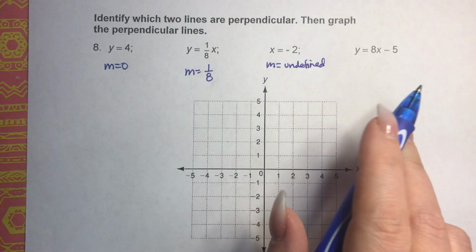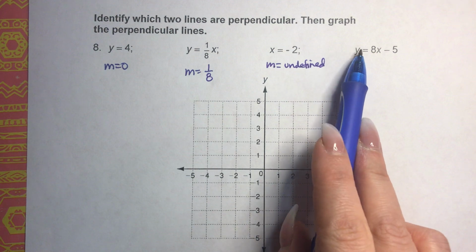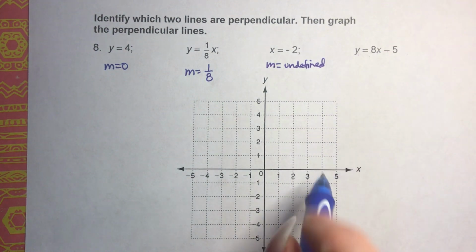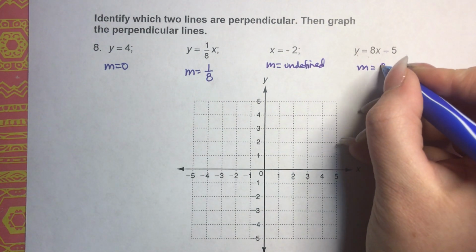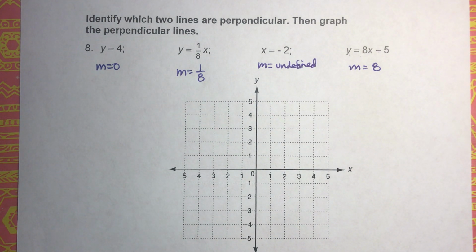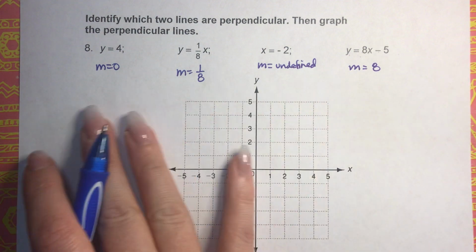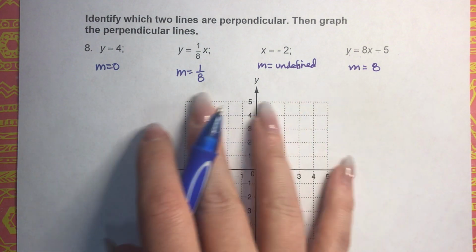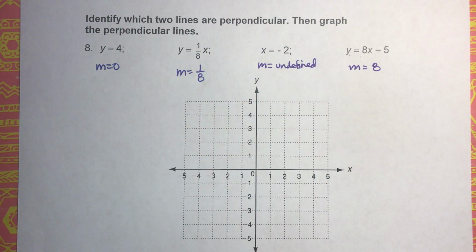And then what do we have here? We have slope-intercept form, y equals mx plus b, so the slope is equal to 8. This is interesting because we don't really have anything that has a positive and a negative slope, right? For perpendicular, one has to be positive and one needs to be negative. And we don't have that, except for one thing.